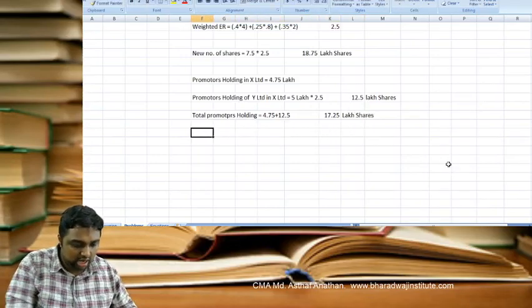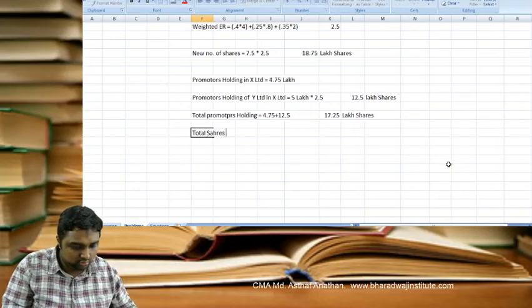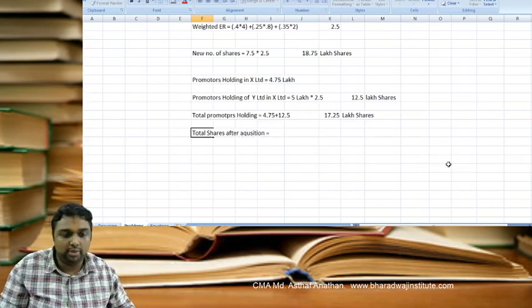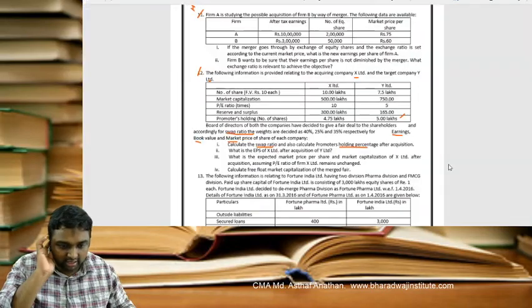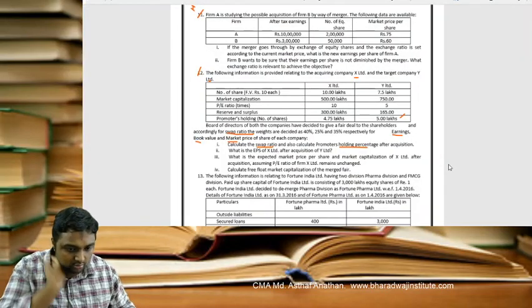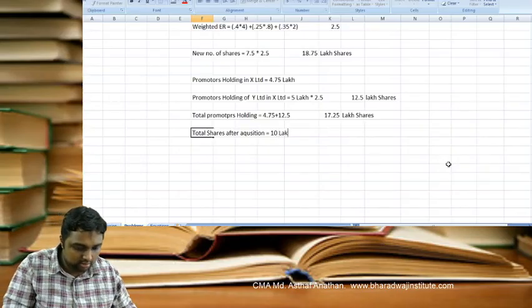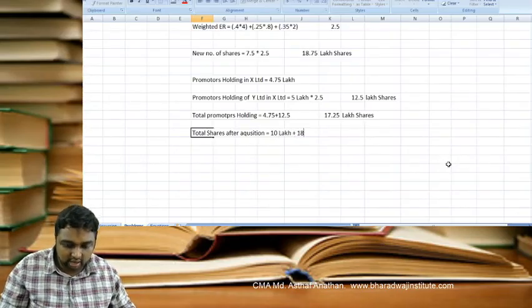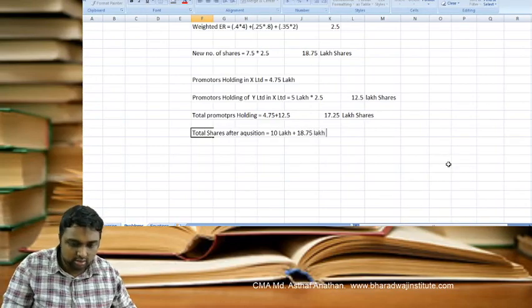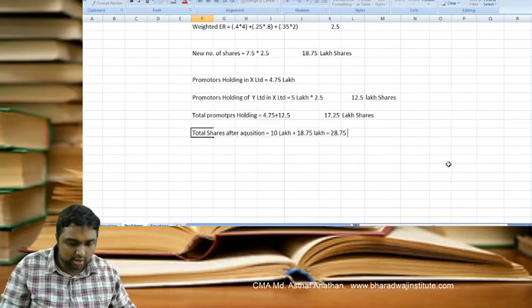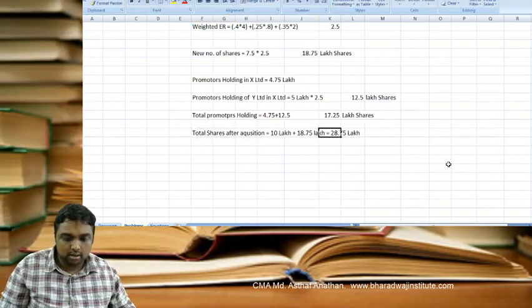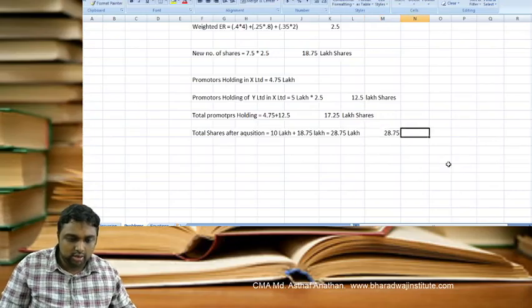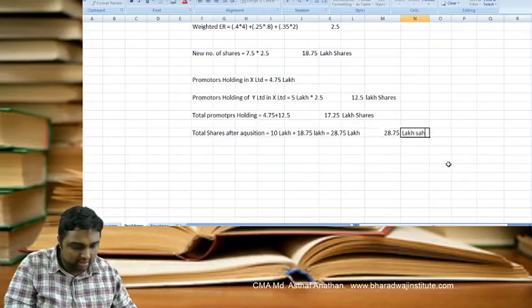What are the total shares after acquisition? You have the existing number of shares, 10 lakh. You will have additional 18.75 lakh. So the total will be 28.75 lakh shares. Yes or no? 10 plus 18.75 is 28.75 lakh shares.